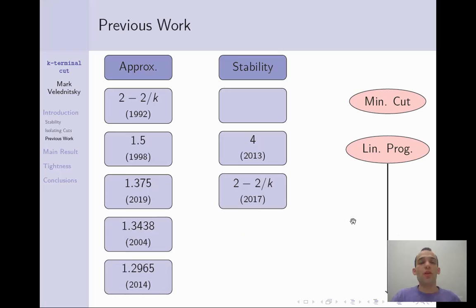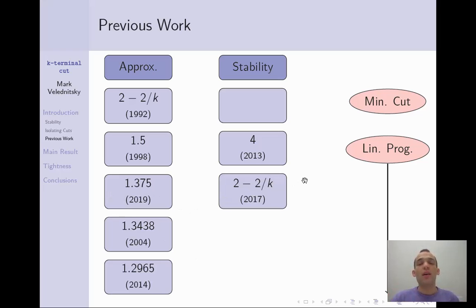So just to give you a survey of previous work, on the left-hand column we have the progressively better approximation algorithms. The first approximation algorithm for this problem was the 2 minus 2 over k approximation, and then it got generally progressively better. The reason that there is one result out of order is because I've actually listed these in order of increasing computational complexity. So this result, even though it's a weaker approximation algorithm, is a simpler algorithm.